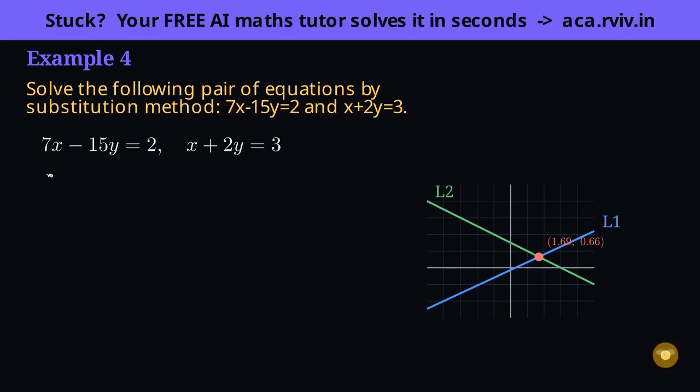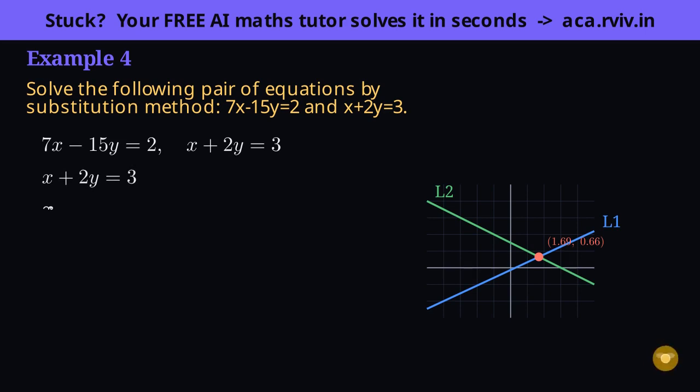First, choose which variable to isolate, and be strategic about it. Look at the second equation. x already has a coefficient of 1, so isolating x there costs us no dividing and no fractions. Always pick the easiest variable to peel off. It saves grief later.